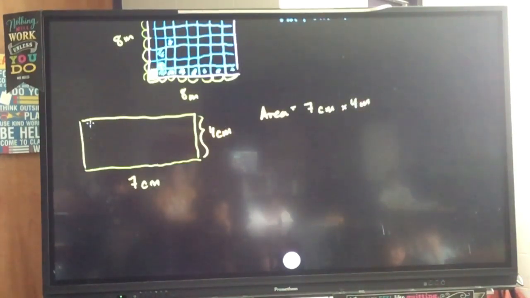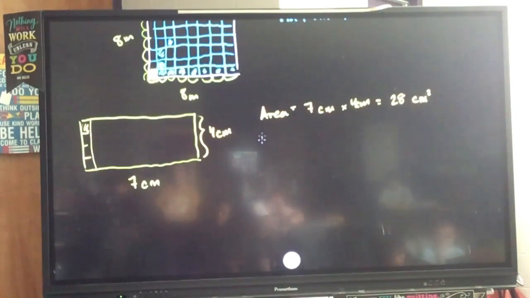Remember, we could draw 7 rows, right? And each of them is going to have 4 square centimeters. Each of those is square centimeters. So if you were to count them all out, you'd have 7 times 4 square centimeters. So it's equal to 28 centimeters squared, or squared centimeters. What's the perimeter?